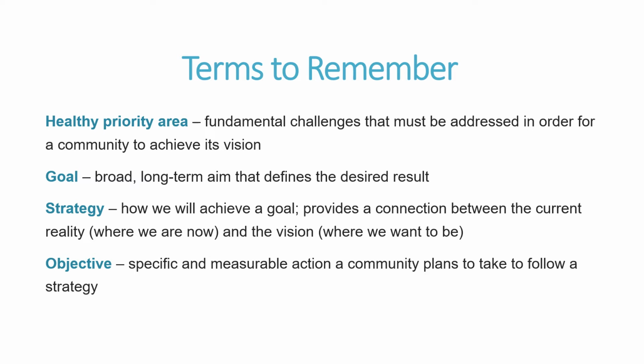A strategy is how we will achieve that goal, and it provides a connection between the current reality, or where we are now, and the vision of where we want to be. An objective is a specific and measurable action a community plans to take to follow a strategy. If you remember from previous lessons, objectives must be SMART: specific, measurable, achievable, realistic, and time-bound.